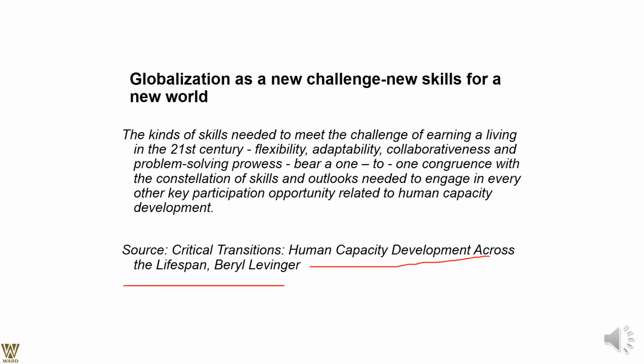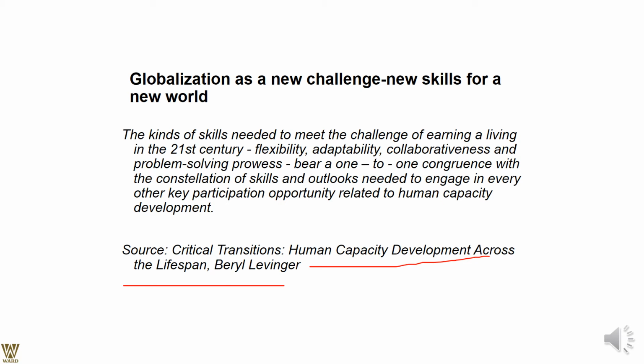What does this say? The kind of skills needed to meet the challenge of earning a living in the 21st century. It is all about flexibility. It is all about adaptability. It is all about teamwork, collaboration. It is all about thinking out of the box, problem solving prowess. Be a person with a confidence and a constellation of skills and outlook needed to engage in every key participation opportunity related to human capacity development, related to human beings, related to the employees of the organization.